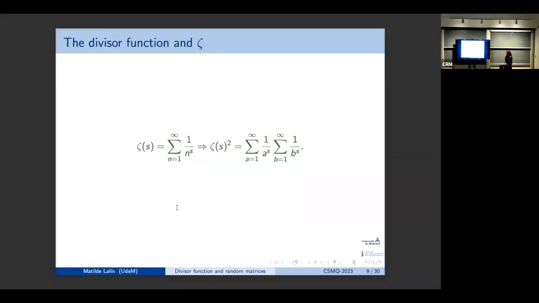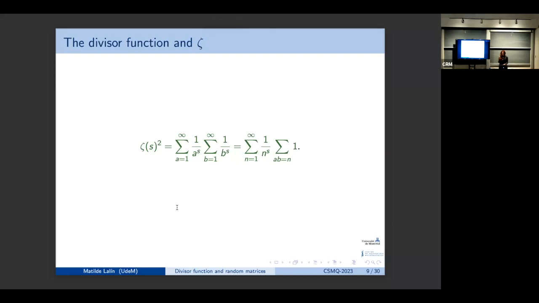So if we start with the Riemann zeta function with this series of 1 over n to the s, and we take the square, okay? So we just have two factors now. But now we can regroup this in a smart way. So instead of just summing over a, 1 over a to the s, and over b, 1 over b to the s, let's put together a and b.